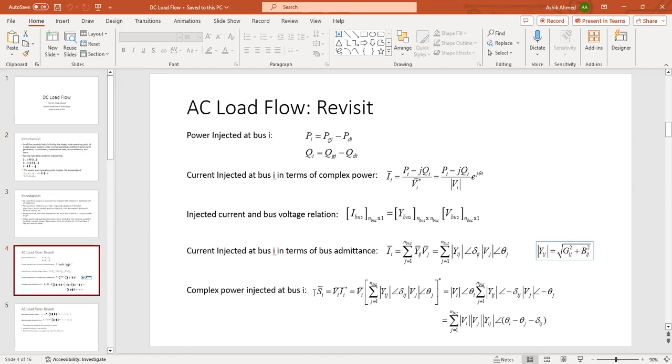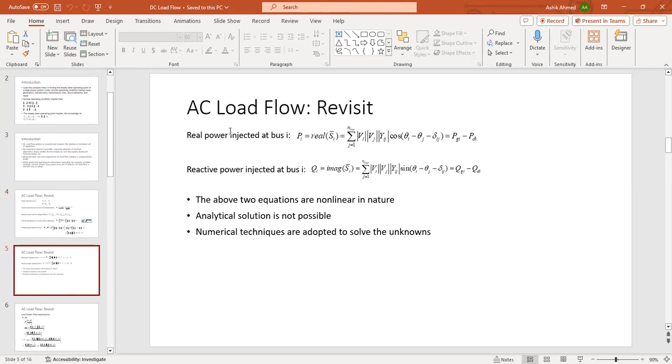Again, the complex power injected at bus I is simply the Vi phasor times the Ii phasor conjugate. The Vi phasor remains as it is in phasor form, whereas for the Ii conjugate, we take the conjugate of the whole phasor expression and then simplify it. Finally, we come up with this expression, where we have the ith bus voltage magnitude, the jth bus voltage magnitude, the magnitude of the Y bus admittance entries, and the associated angles will come into play.